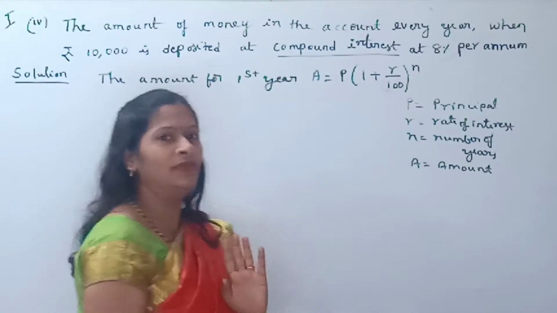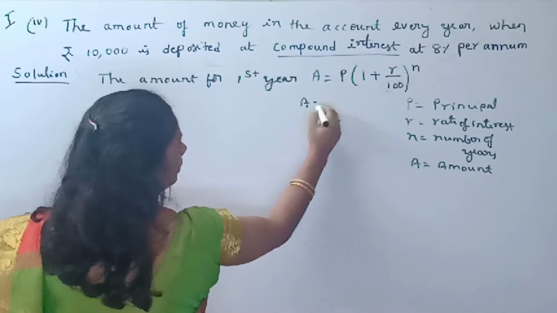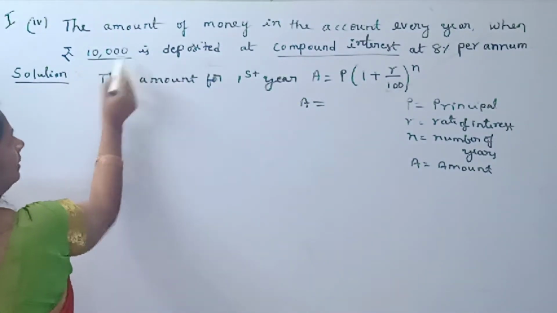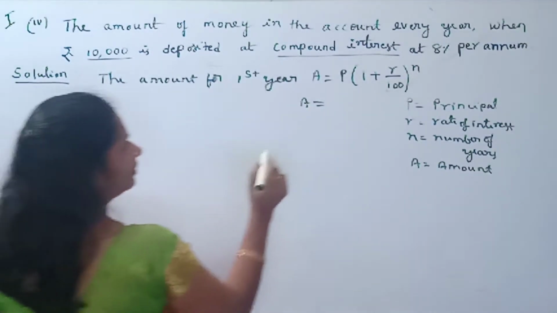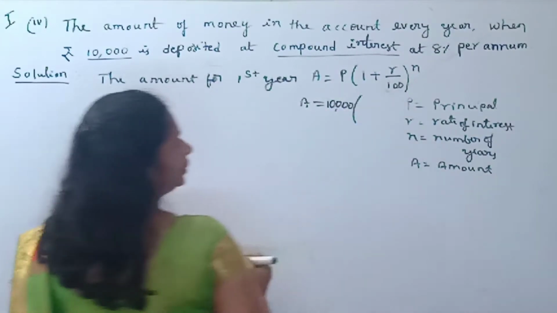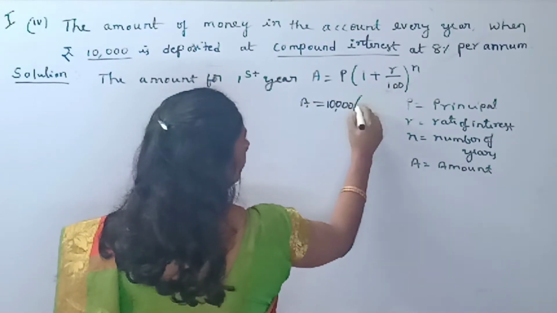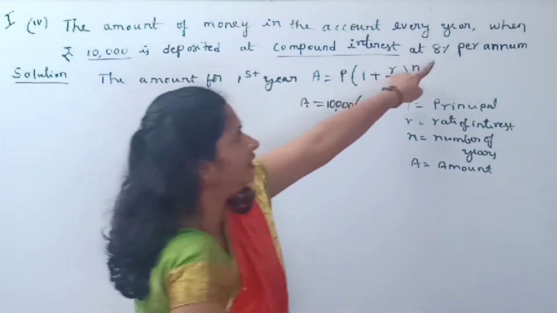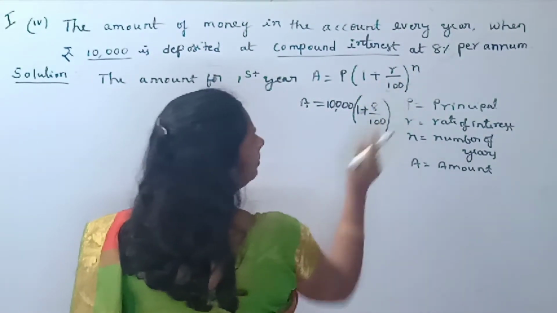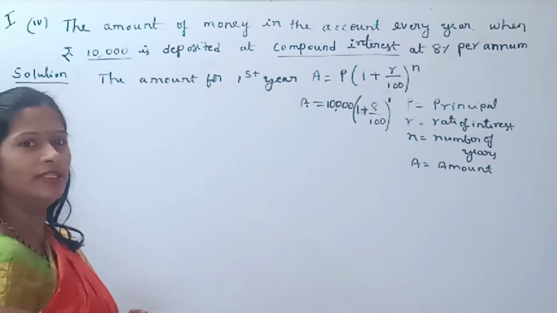Now let us substitute the values. What is given? You need to calculate the amount now. A equal to P. What is the principal amount? Here rupees 10,000 is deposited, so that is our principal amount. So it is 10,000 into 1 plus R. What is the rate of interest, children? It is 8 by 100 whole to the power, for the first year, N value is 1.